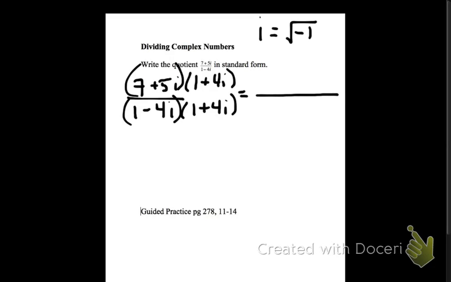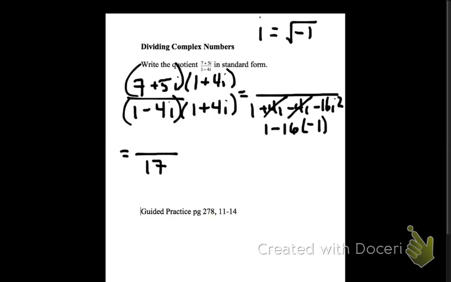So looking at just the denominator here, when I go ahead and FOIL the denominator, I will get 1 plus 4i minus 4i minus 16i squared, which is perfect because we notice in the denominator that the i part cancels, leaving us with 1 minus 16 times -1. Don't forget to substitute -1 in for i squared anytime you see it. In other words, my denominator simplifies to 1 plus 16, which is 17.